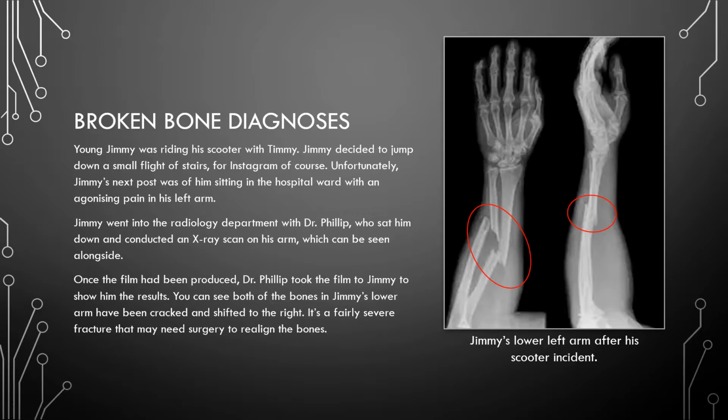Jimmy went into the radiology department with Dr. Phillip, who sat him down and conducted an X-ray scan on his arm, which can be seen alongside. Once the film had been produced, Dr. Phillip took the film to Jimmy to show him the results. You can see both of the bones in Jimmy's lower arm have been cracked and shifted to the right. It's a fairly severe fracture that may need surgery to realign the bones.